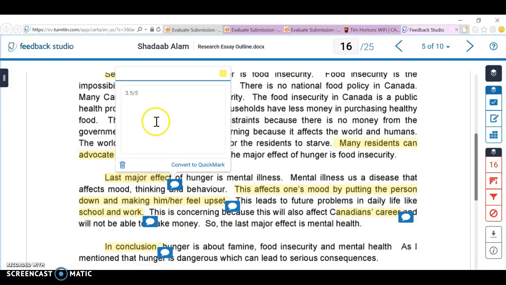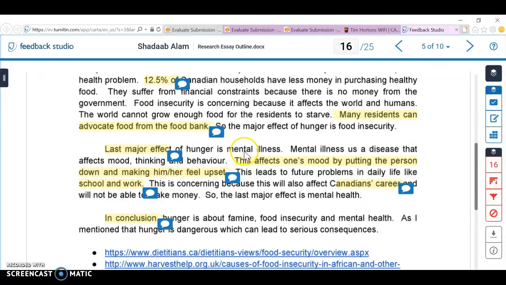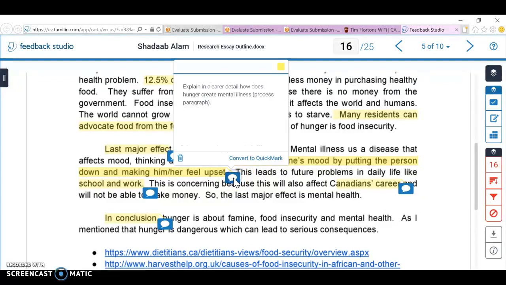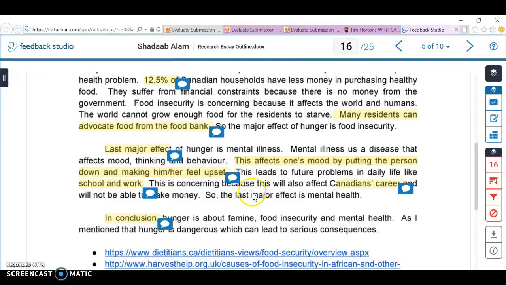Your last supporting paragraph, I scored 3.5 out of 5. Again, you did well by defining mental illness for me. But before you start telling me the effects, I want you to explain how hunger creates mental illness. So think about this like a process paragraph. You've already defined hunger, and then in this paragraph you define mental illness, but I want you to explain to me step by step how hunger leads to mental health problems or mental illness. That way, when you start talking about the effects, it makes so much more sense because you explained the process to me.